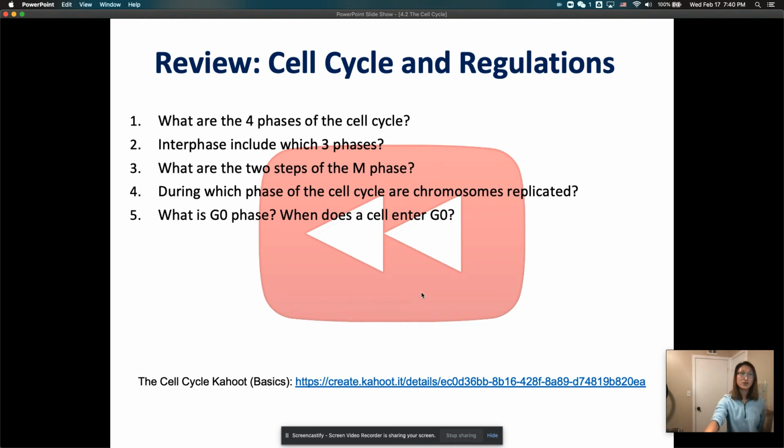G0 phase is the resting phase. You should be answering this, but I'm just telling the answers, just in case. When does a cell enter the G0 phase? When a cell shouldn't be divided, or if there's an error that is not fixed yet in the G1 phase, then we'll enter the G0 phase. We'll fix it up, and then we'll go back into the cell cycle.